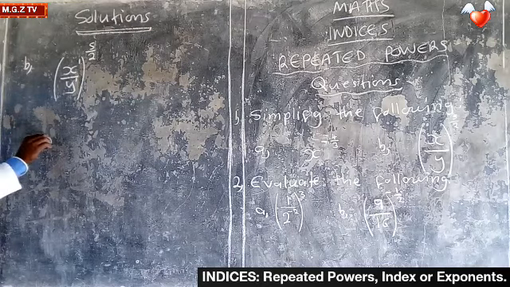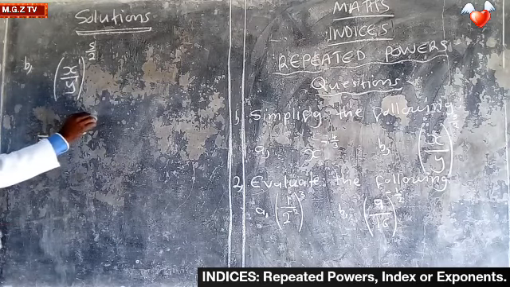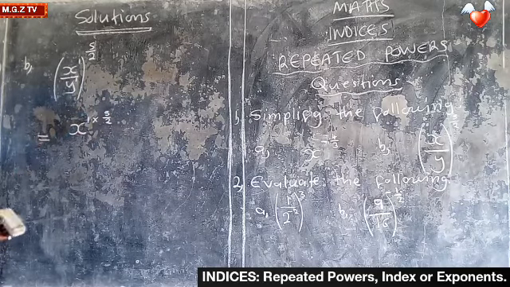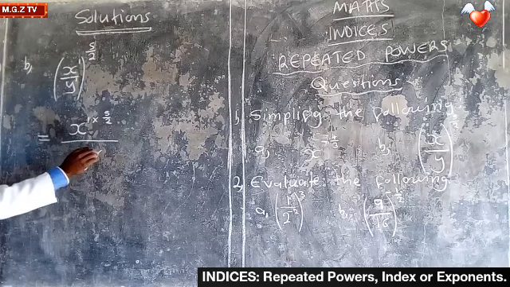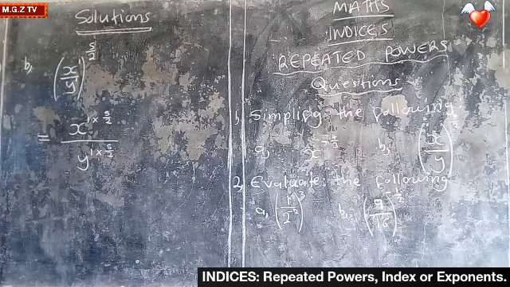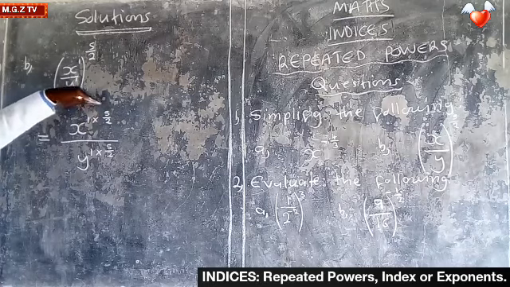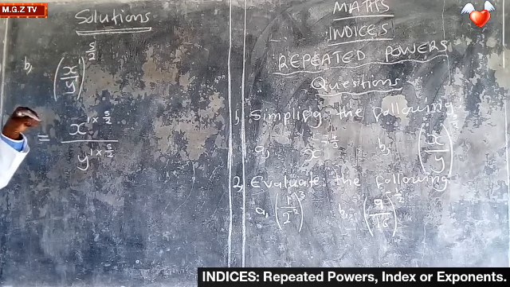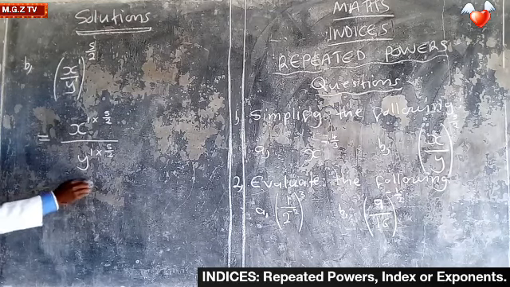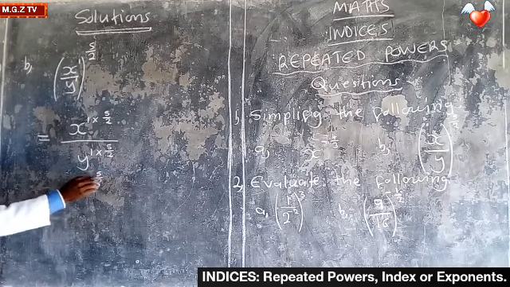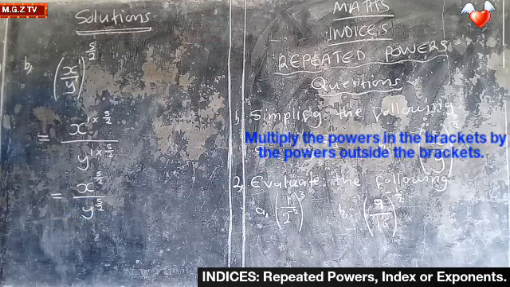So what you do first is write the x, which is the base, and its power 1. Then multiply this by 5 over 2. Then over, we have y, the power 1 times 5 over 2. Then from there, we multiply the powers. Know that 1 times any number is the same number. 1 times 100 is 100. So there you write x to the power 5 over 2 over y to the power 5 over 2.